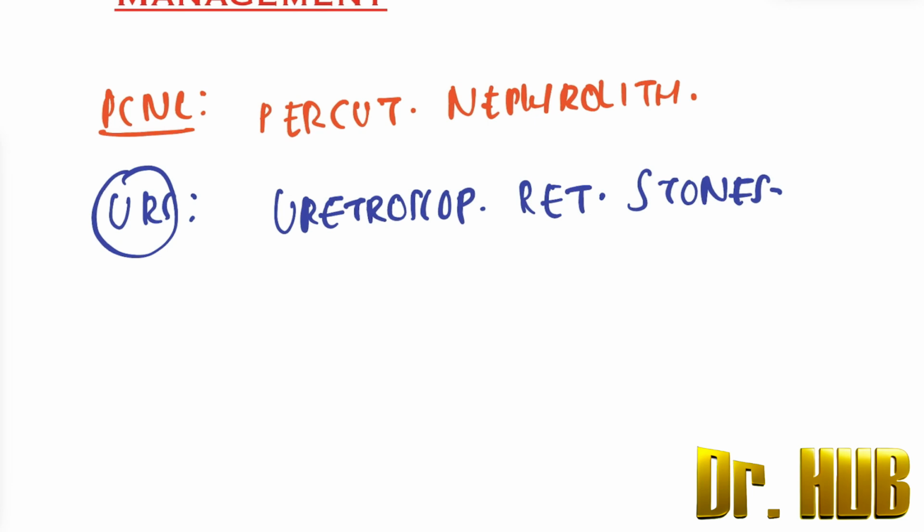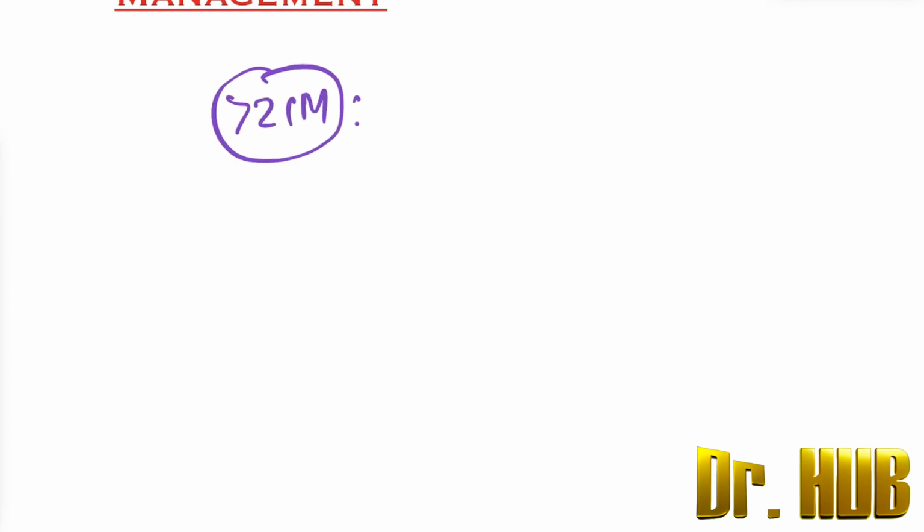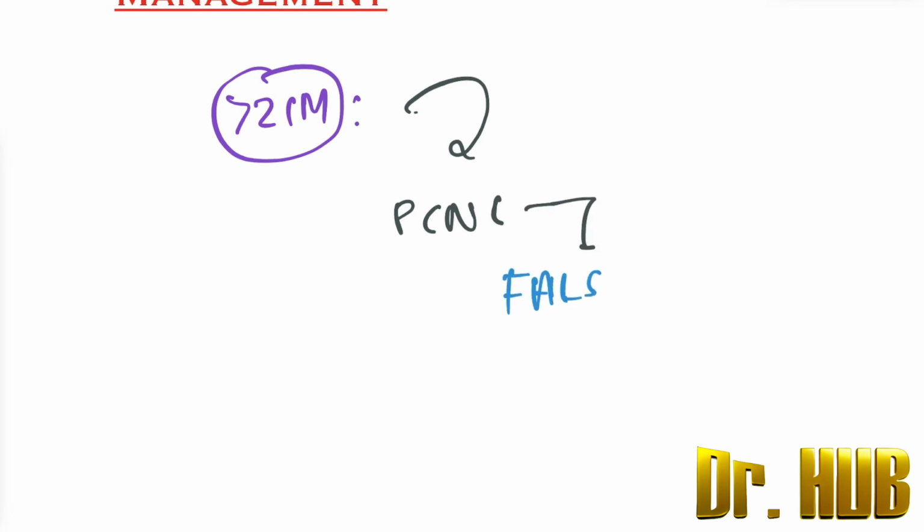Now we move on to the conditions. We saw less than 0.5 up to 1.5. Now we are going to look at greater than 2 centimeters. When it is greater than 2 centimeters, you directly do the PCNL, the percutaneous nephrolithotomy. In case this fails, what we do is open or laparoscopic pyelolithotomy.